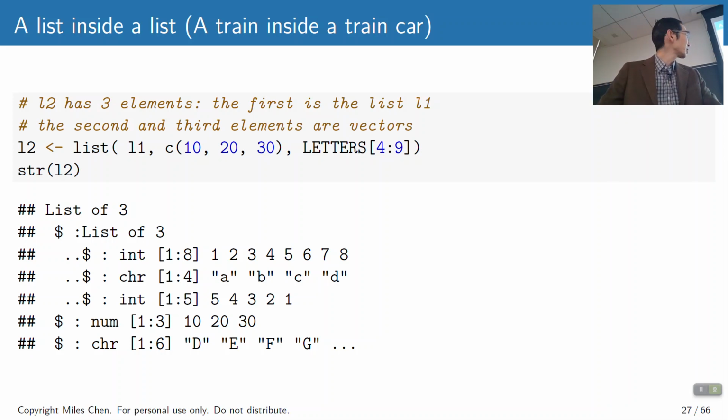Okay, so here I have another thing where I've got a list inside of a list, or a train inside of a train car. Here, the top level train has 3 elements, okay? The first train car contains this list L1, so I've got a little train inside that first train car. Then I got a second train car containing 10, 20, 30, and then a third train car containing D, E, F, G.